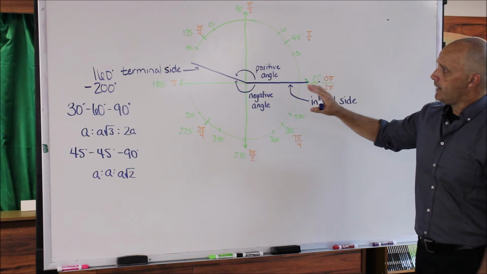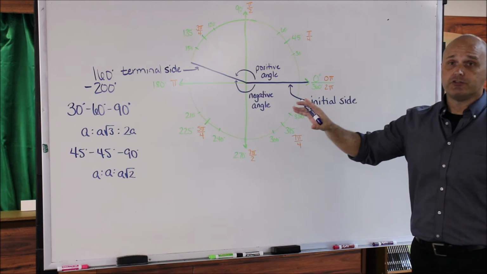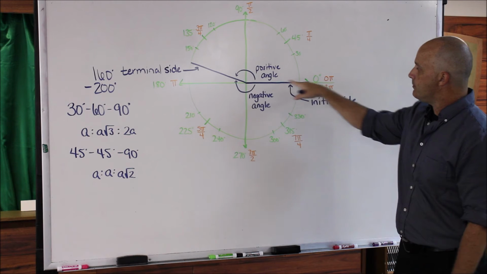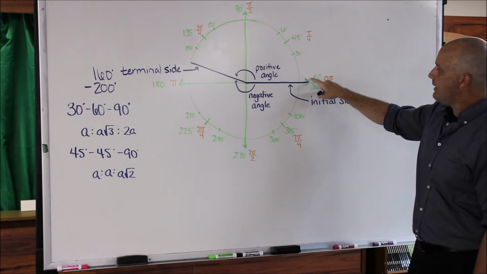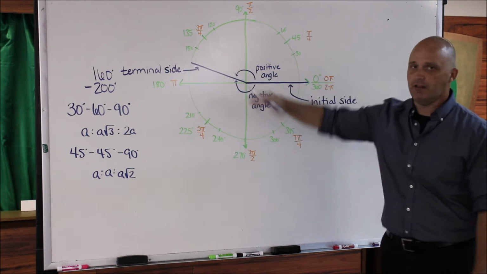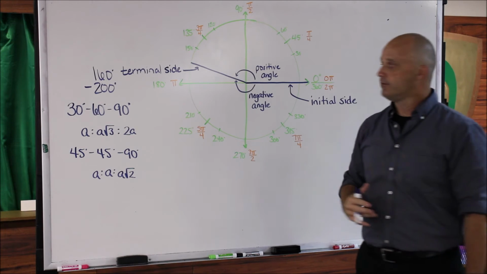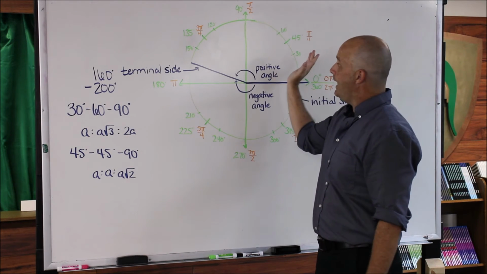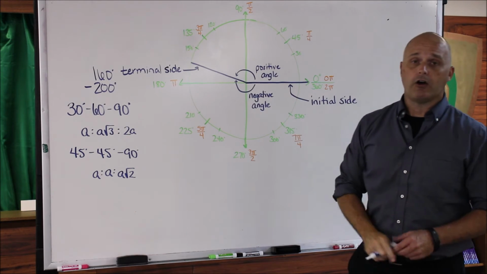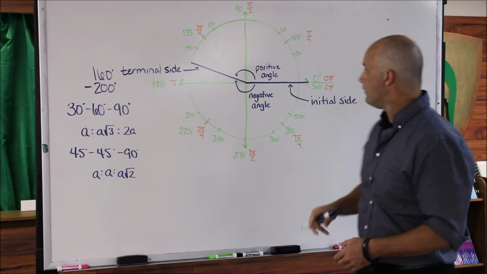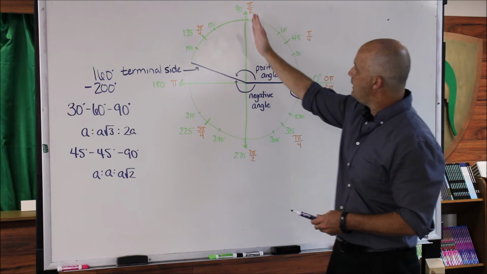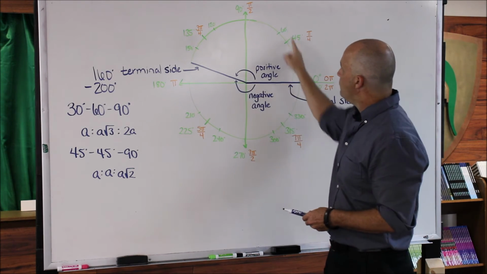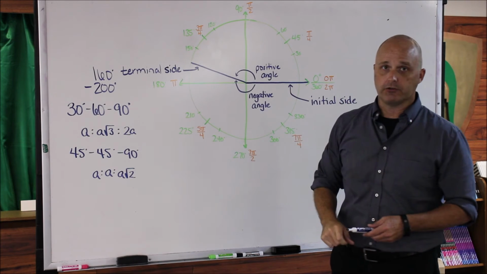The next thing we're going to look at is the degree measures on this circle. Since our initial side is the positive x-axis, if we just have this line, that's going to be 0 degrees. Now, as we go around it, again counterclockwise, our angle measures are going to get greater and greater. Once you get to the positive y-axis, you've gone 90 degrees around that circle.